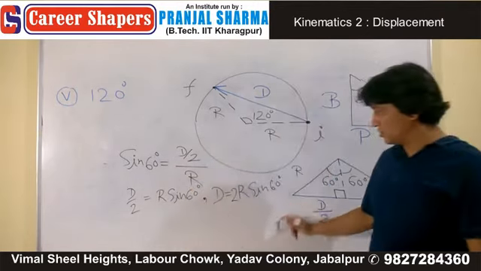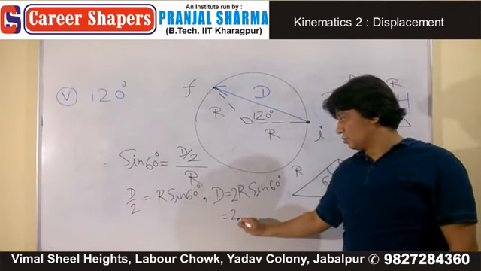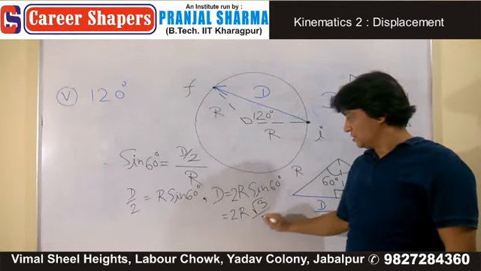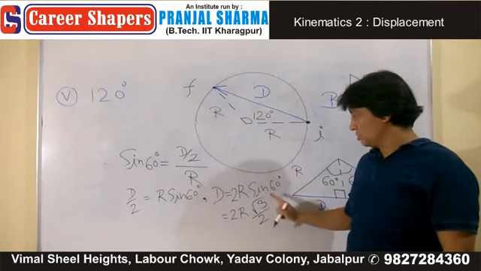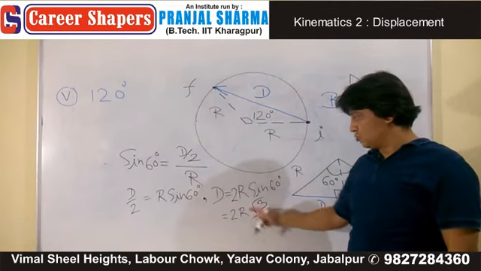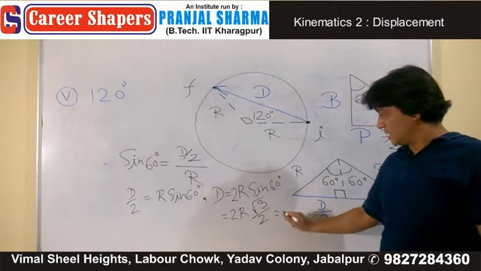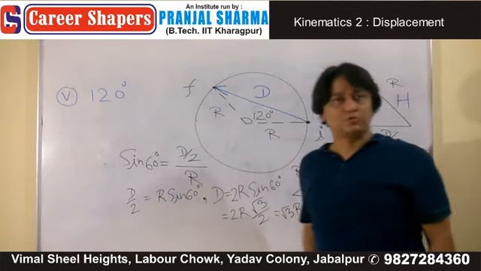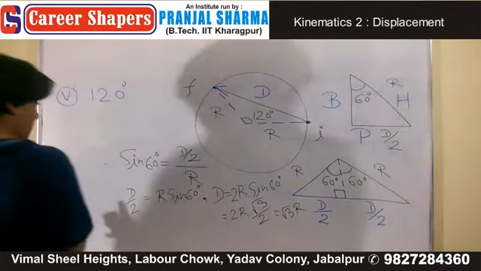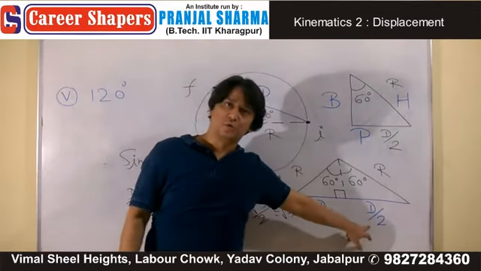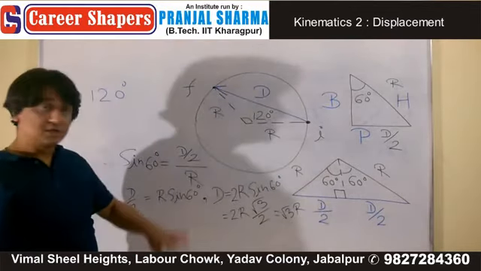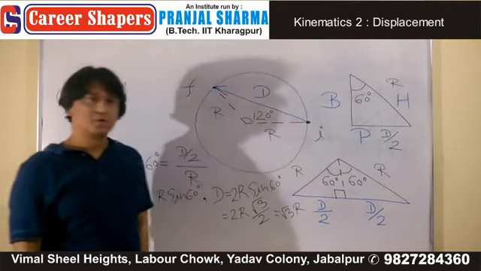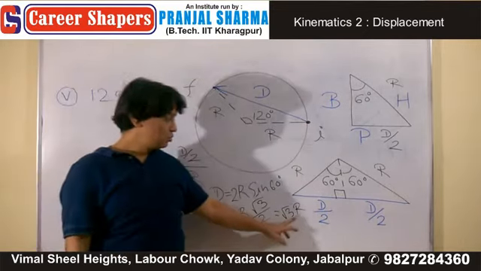Multiply, you get 2r. What is sine 60? Sine 60 is root 3 by 2. 2 and 2 cancelled. Your answer is coming what? Root 3r. You don't need d by 2. Aim is to find what? Displacement. What is displacement? This is displacement. What is the answer? Root 3r.